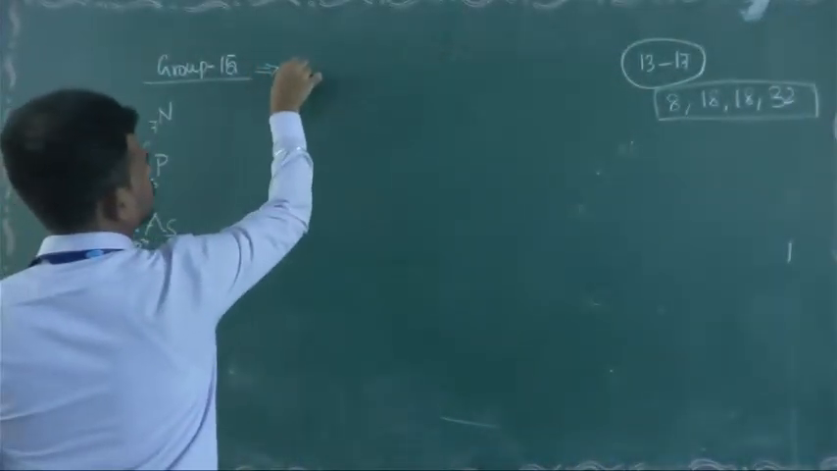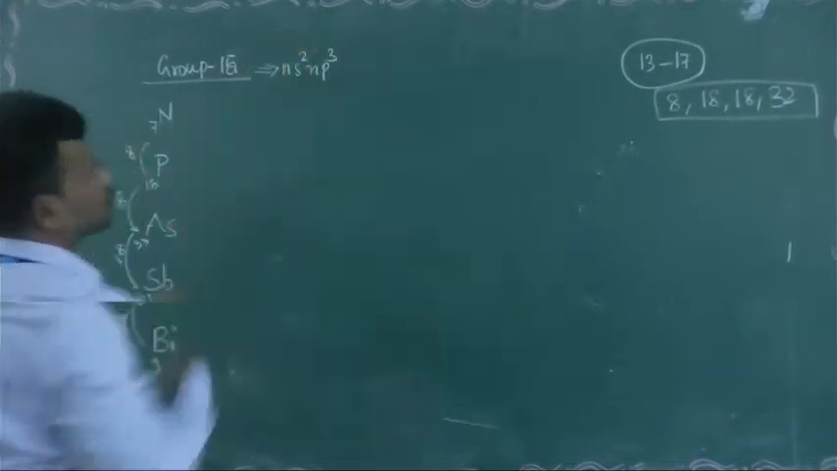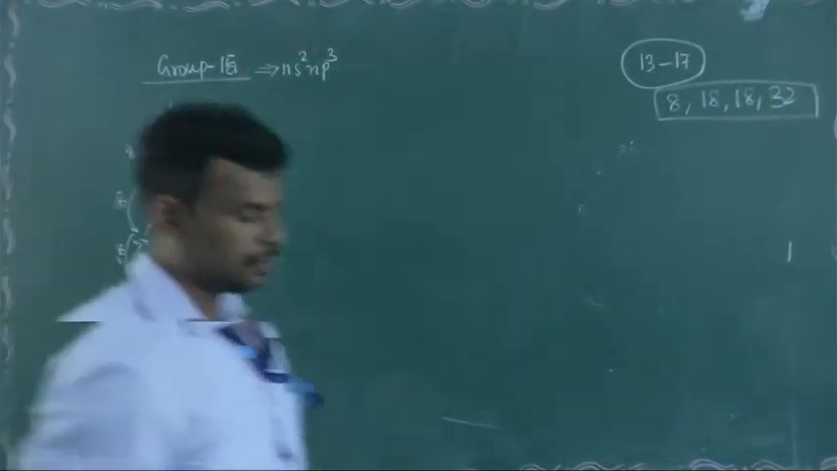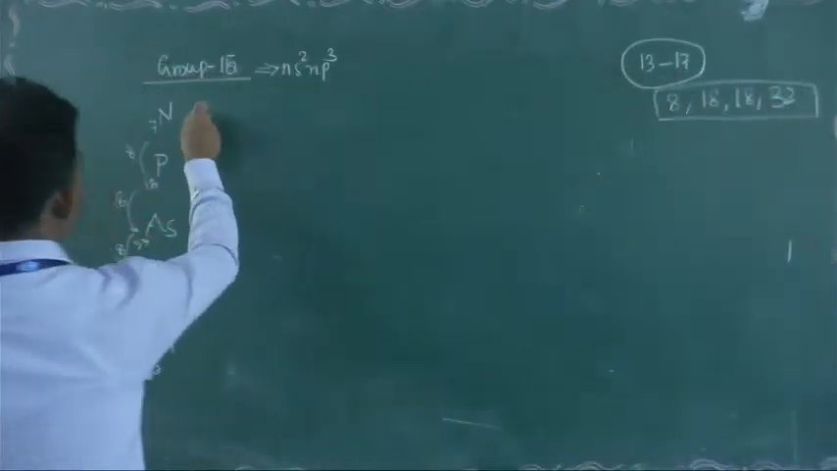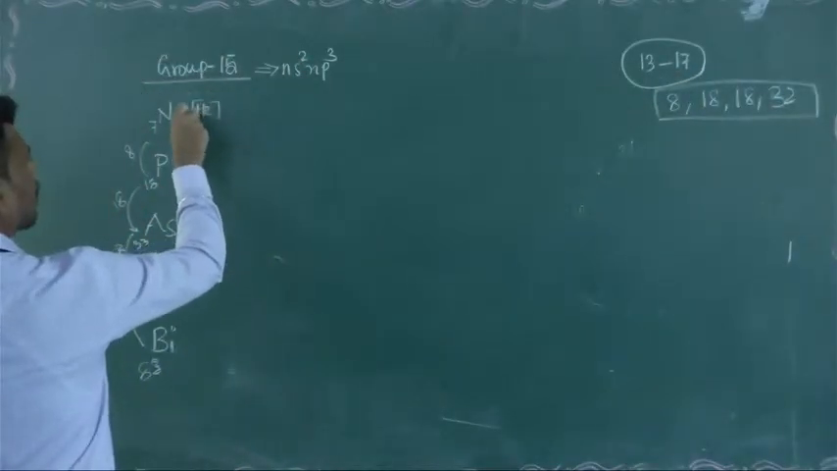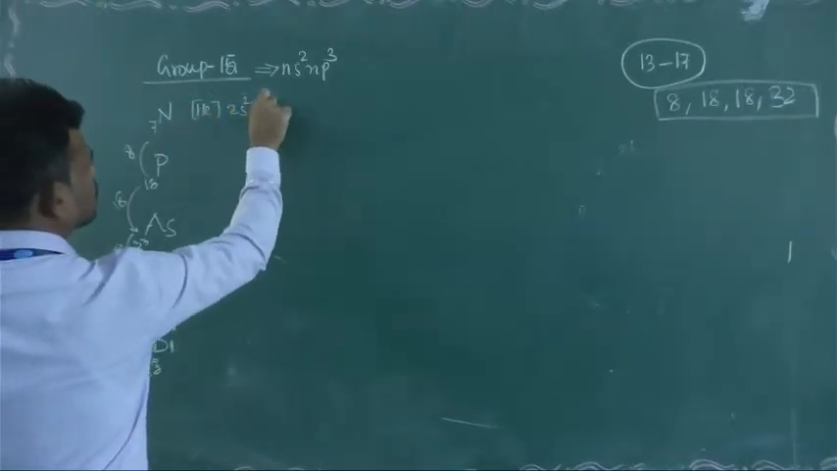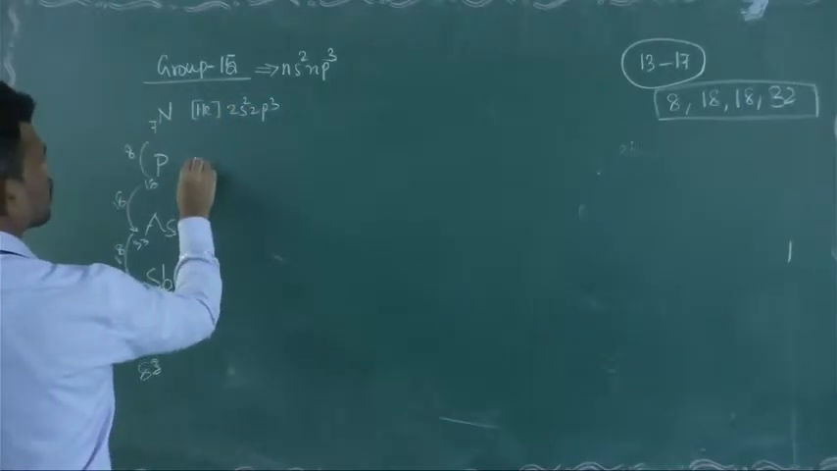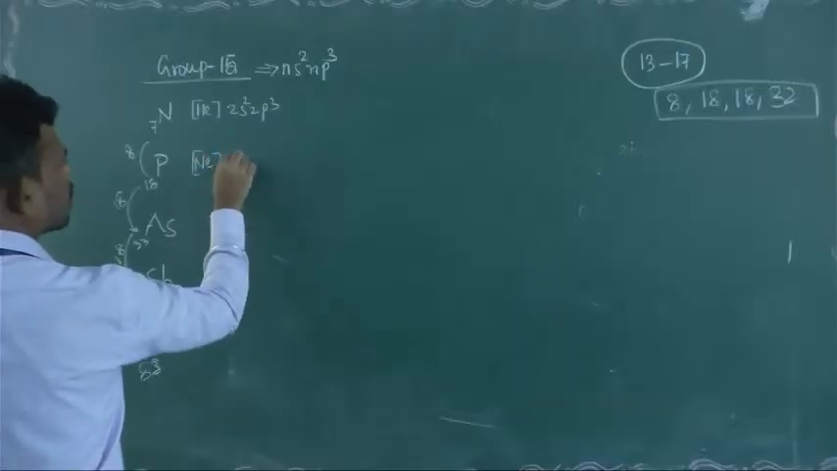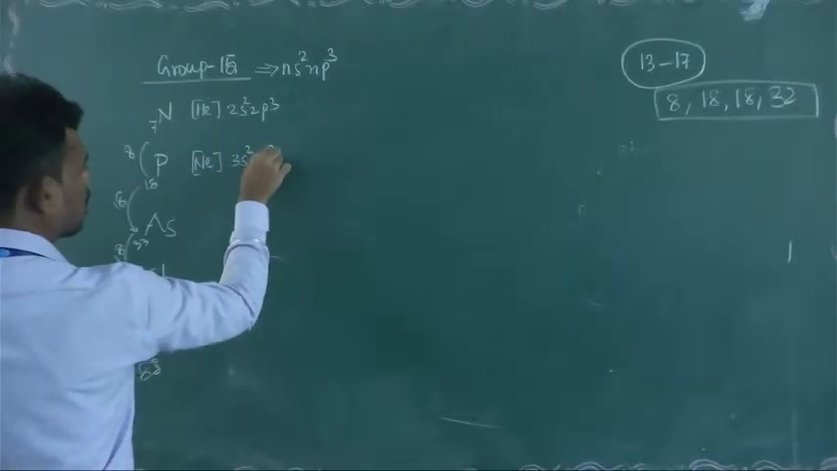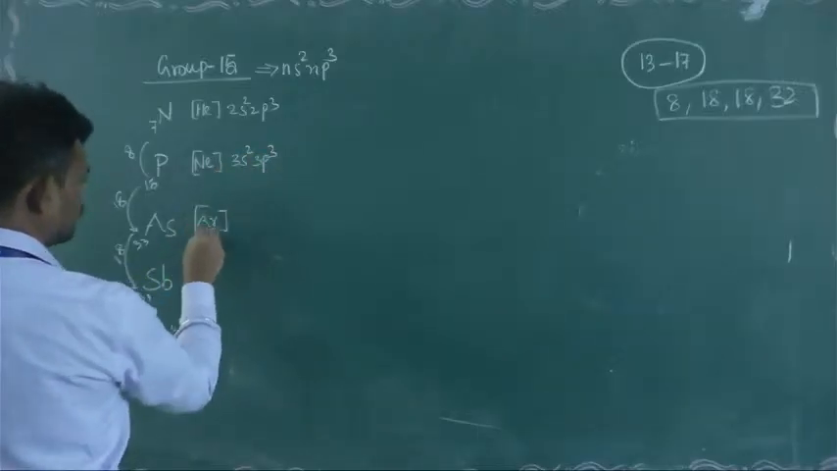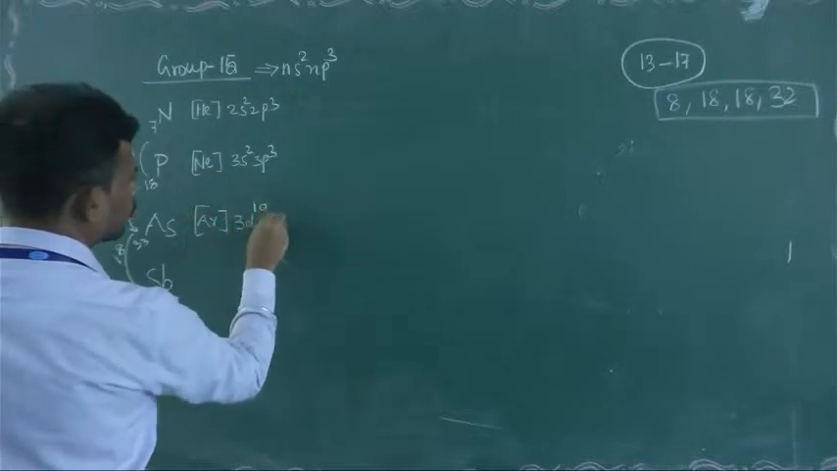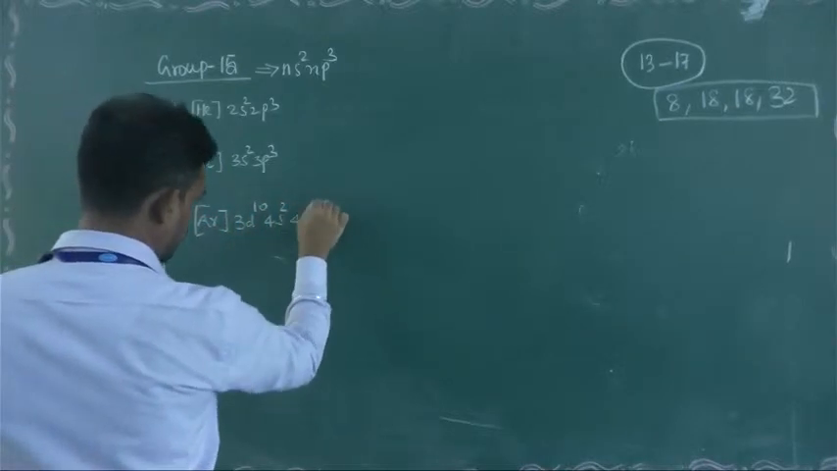General electronic configuration: ns2 np3. Is it clear? ns2 np3. So in the case of nitrogen, 2s2 2p3. In the case of phosphorus, neon 3s2 3p3. In the case of arsenic, argon 3d10 4s2 4p3.